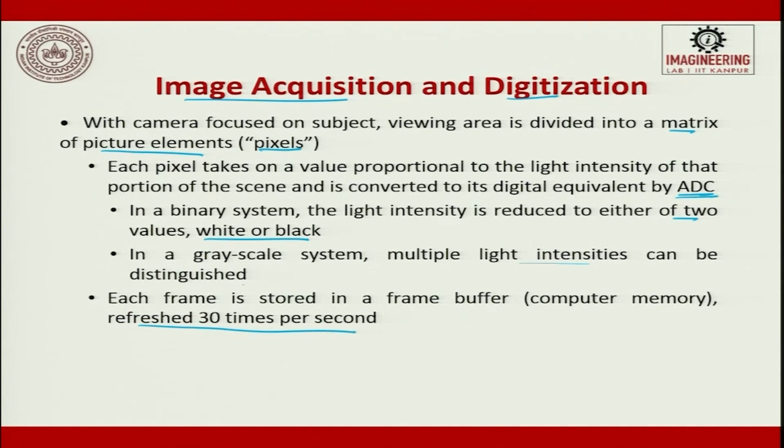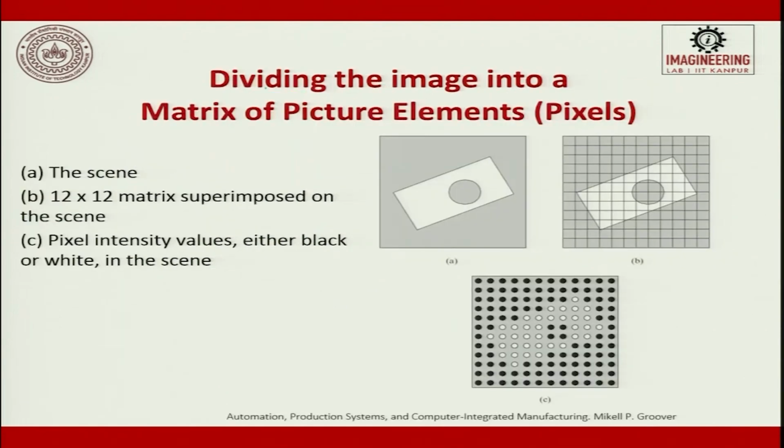If it is a dynamic, moving object, then the number of frames per second plays a very important role in acquiring the event. So, image acquisition and camera choice are very important. Now, dividing the image into a matrix of pixels. So, this is the photo you have taken, and now you divide it into a matrix.